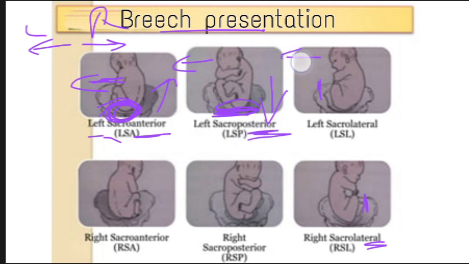Here, left sacral lateral position. The baby is facing lateral-wise on the left side. Here, right sacral anterior position. The baby is facing backwards and it is facing right side. Here, right sacral posterior position. And here, right sacral lateral position. These are the malpositions that are present in the breech presentation.